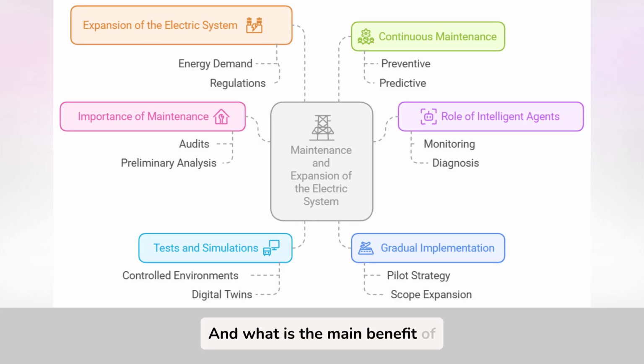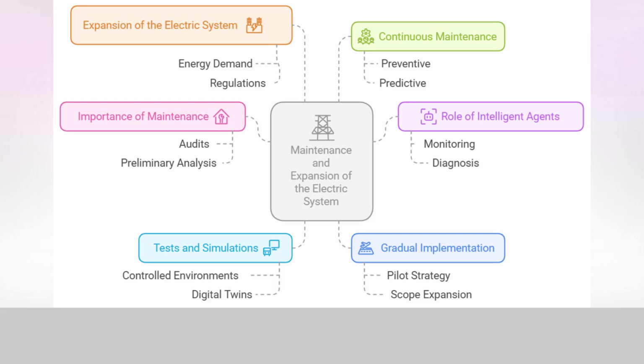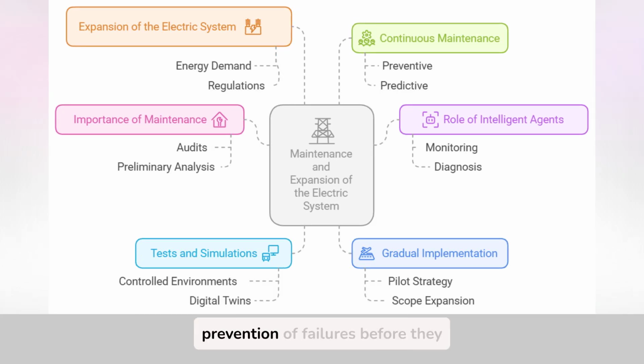And what is the main benefit of these audits? The main benefit is the prevention of failures before they cause serious interruptions. For this purpose, it is very important to know the transformer's history in order to have the background. By knowing the history, it is possible to have a better traceability of the transformer.